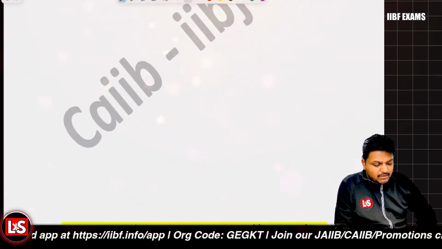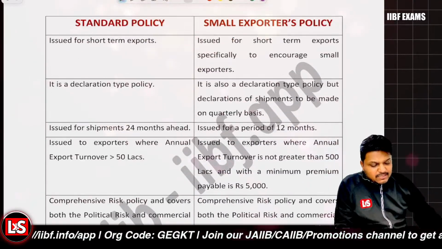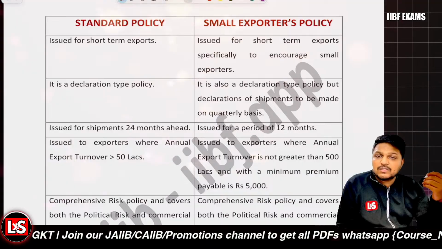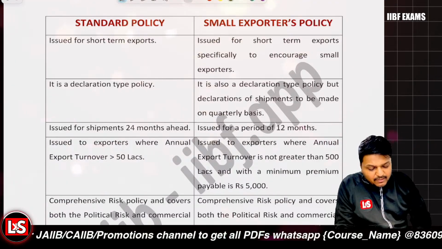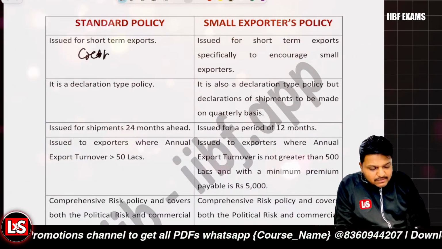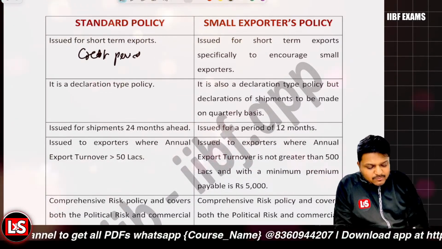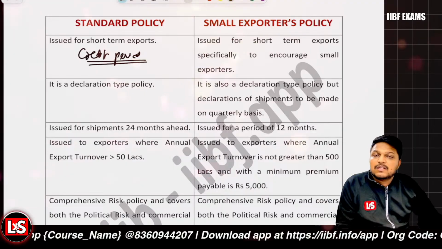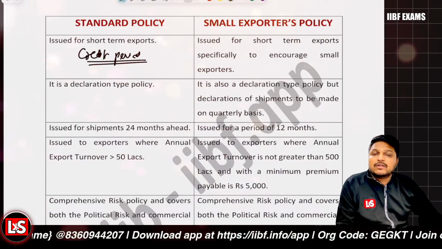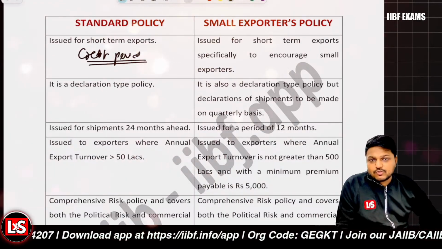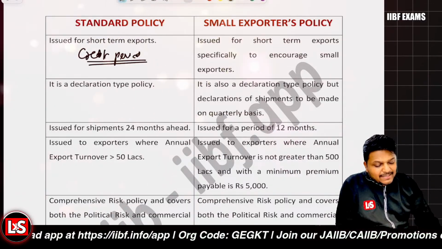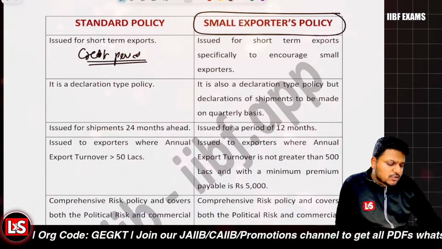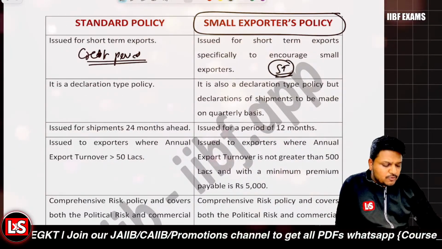Clear with it? Now let's have a look at the difference between the standard policy and the small exporter policy. The standard policy is basically issued for short-term exports, like I told you, where the credit period is up to 180 days. And the small exporter policy is issued where your turnover is not greater than 5 crore rupees. So if your turnover is up to 5 crore rupees, you can go for SEP, that is the small exporter policy. And this is also issued for the short term period.